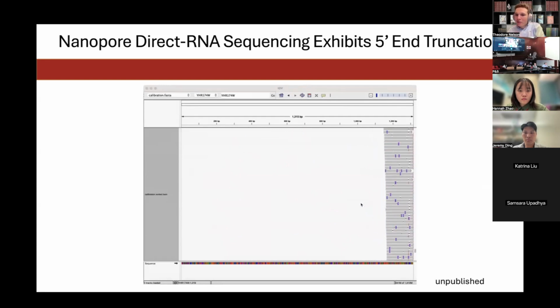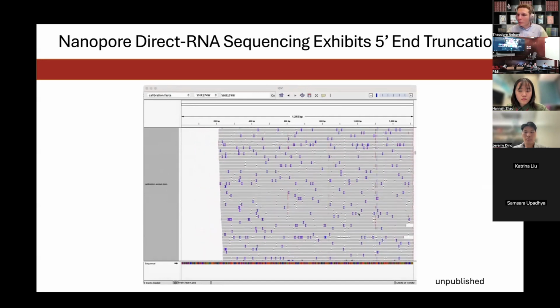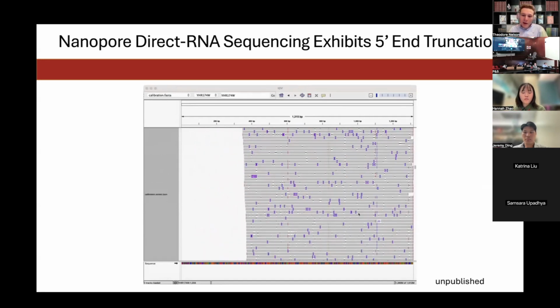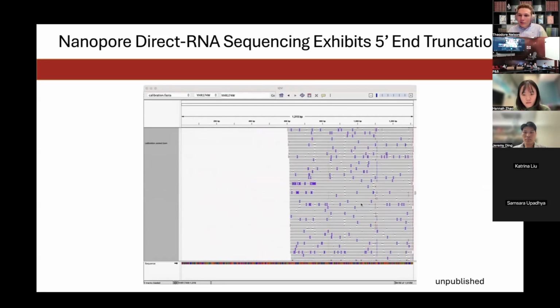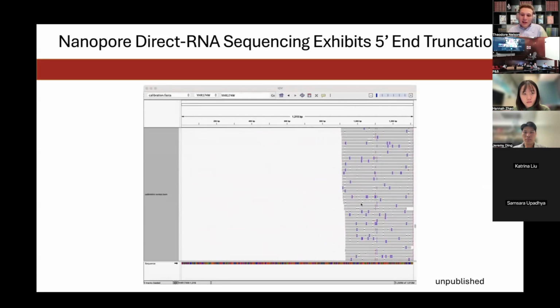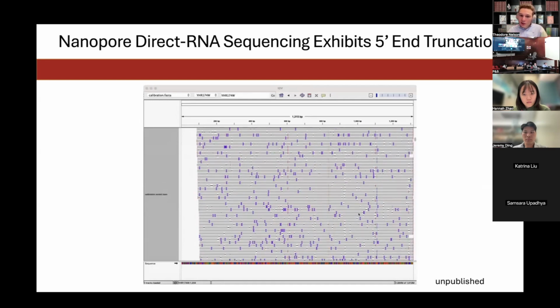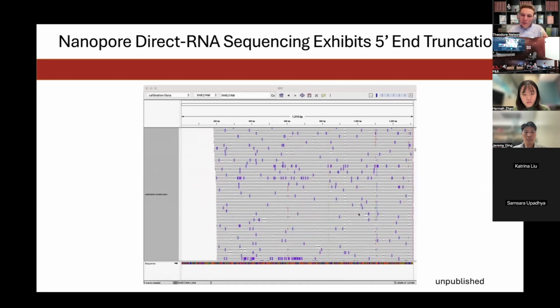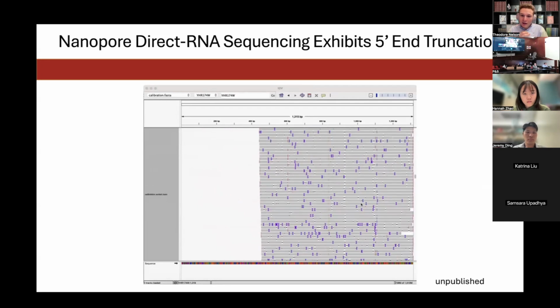And there's a lot of coverage on the 3' end and not as much coverage on the 5' end. That's because as the RNA molecule gets pulled through the pore, 3' to 5' end, there's a random chance that that molecule is going to fall off and ultimately lead to a truncated read output. So this is sort of a feature of the data, something to keep in mind when you're looking at the relative proportions of reads on either the 5' or the 3' end. It's going to be heavily affected by this technical artifact.